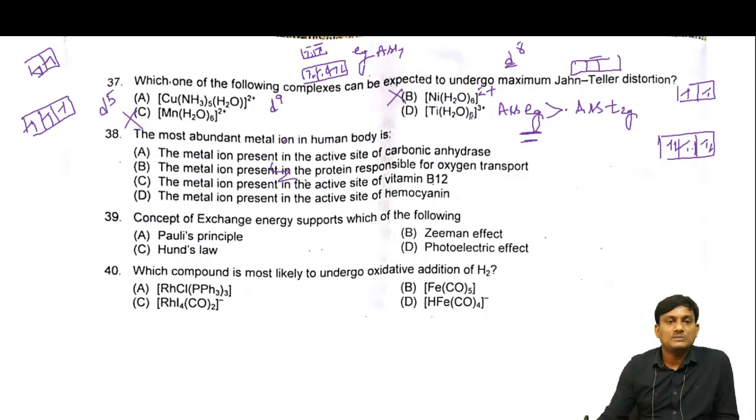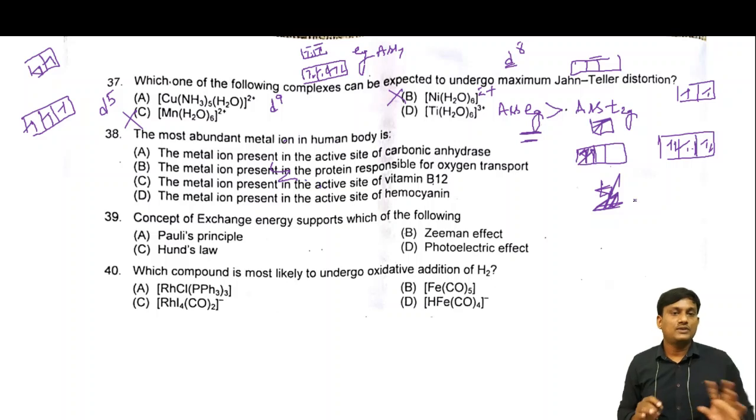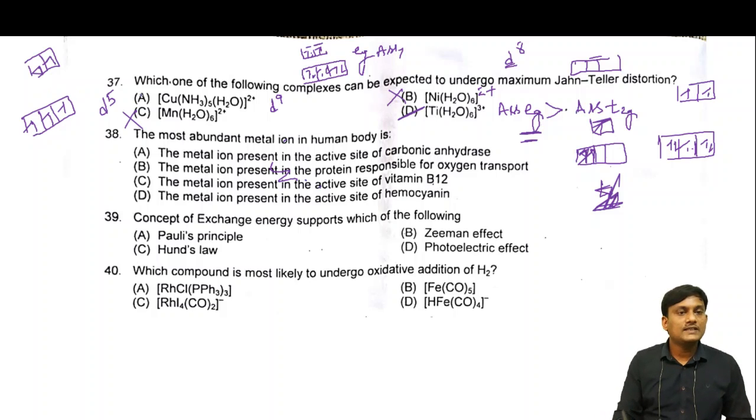[Ti(H2O)6]3+, it's a titanium 3+, it's a d1. In case of d1, this is the electronic configuration. It's the t2g level, t2g1, it's an asymmetric electronic configuration. In this case also there is a Jahn-Teller distortion, but in the case of d9, eg is asymmetric. In the case of d1, t2g is asymmetric.